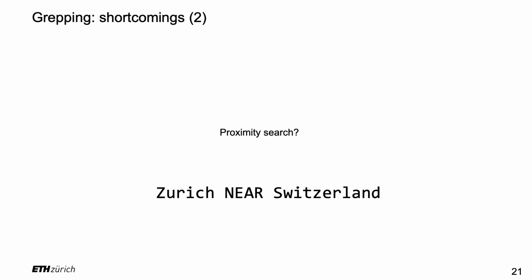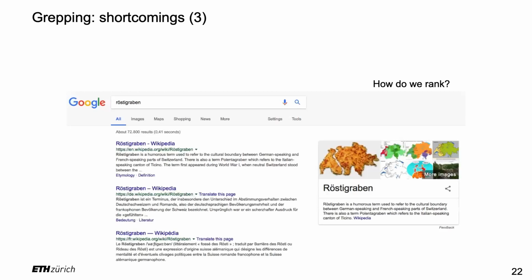Well, you could argue that if you put the 2 of them on the same line, this is proximity, but what about 1 line and then the line after that? So this is where you start seeing that with grep, you're reaching the limits, and that is actually quite limiting, the sort of things that you can do.